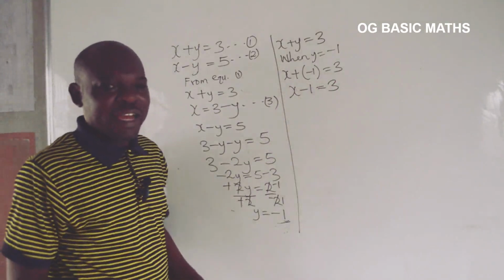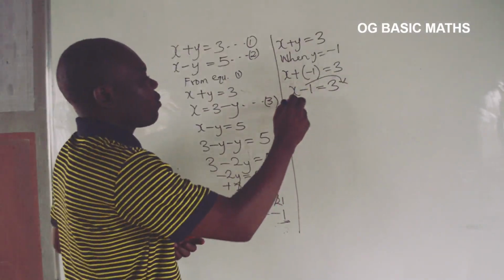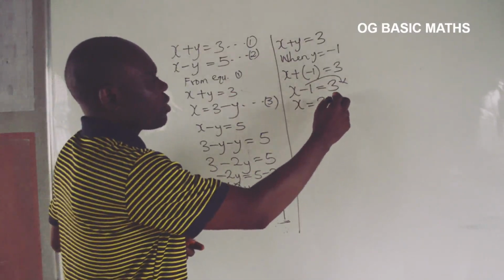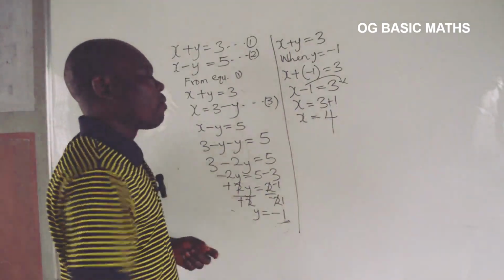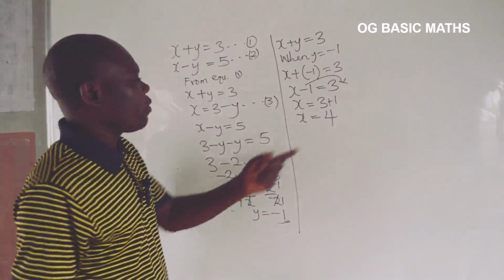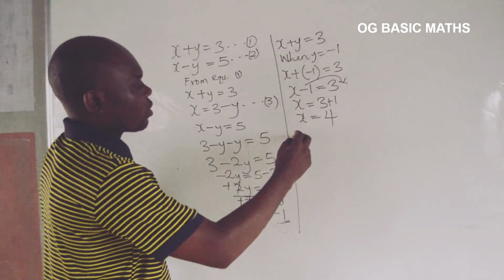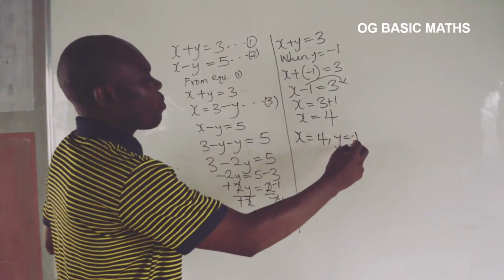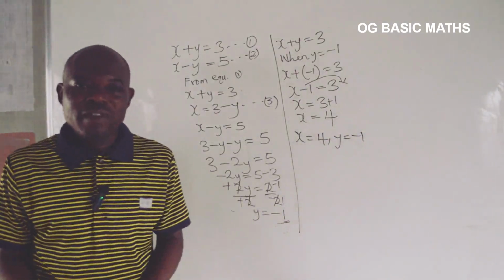And then we collect like terms. This moves to this place, so what we have is x equals 3 plus 1. When negative crosses the equal sign, it changes to positive 1. So our x is equal to 4. So it means in this particular equation, the values that satisfy x and y in these equations are x equals 4 and y equals negative 1. And this is how it is simplified, friends.